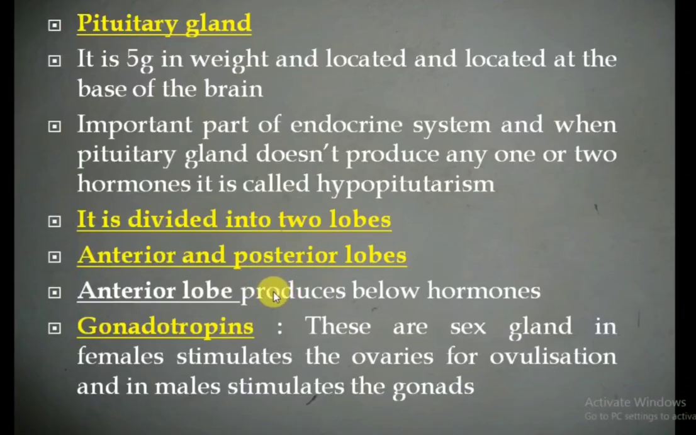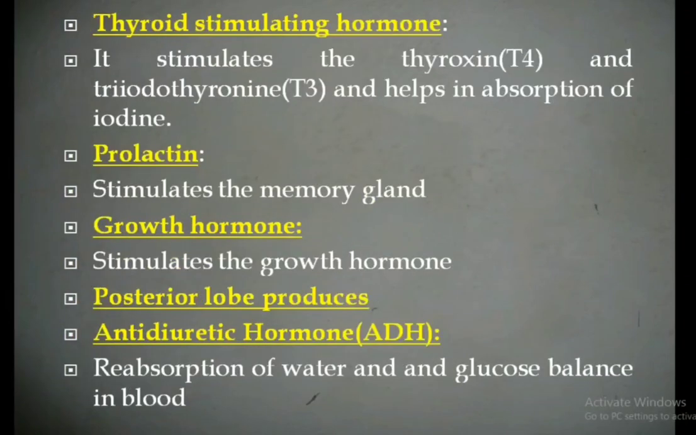So the anterior lobe produces some hormones, as well as the posterior also produces some hormones, that is they release some hormones. So the anterior lobe releases gonadotropin hormone. So these are the sex hormones. So it stimulates, it activates the ovaries for ovulation in females, and it activates gonads in males for reproduction. Next is thyroid stimulating hormone. This is also released by the anterior lobe of the pituitary gland. So it releases T4 and T3. So these two help in absorption of the iodine in the blood.